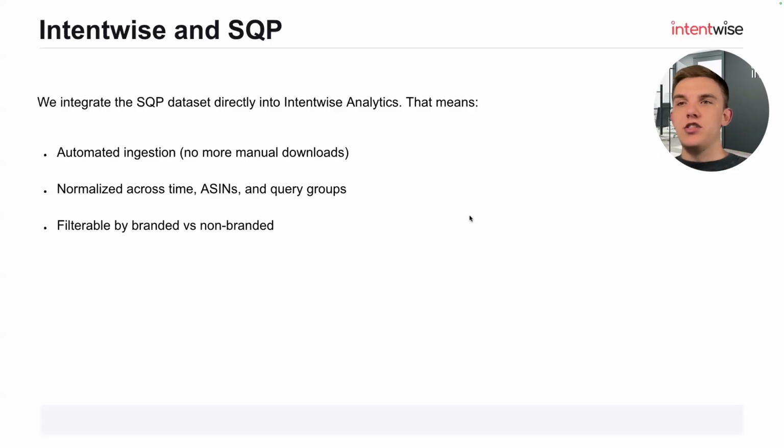So it's an easy transition to get from one place to the other without switching to a completely different platform like we would be doing natively in Amazon's console. So that's where Intentwise can help here. We're helping automate the ingestion of these reports, so you don't have to go manually download everything. Every week, something's going to be brought into the console for you to view. We're looking at helping you view things across time, across ASINs, and across groups of queries, groups of ASINs, and then breaking things down by branded versus non-branded terms.